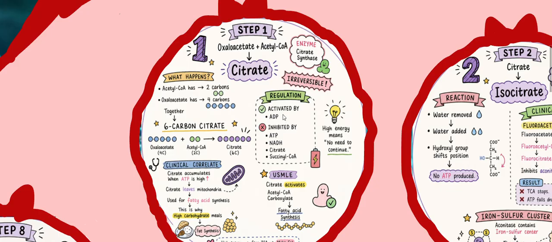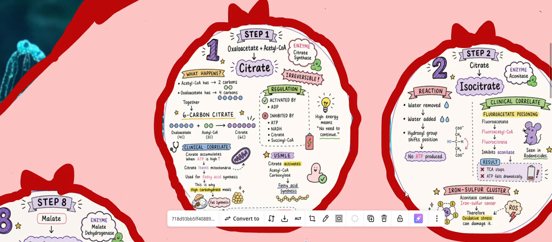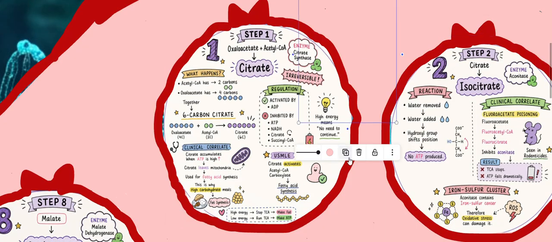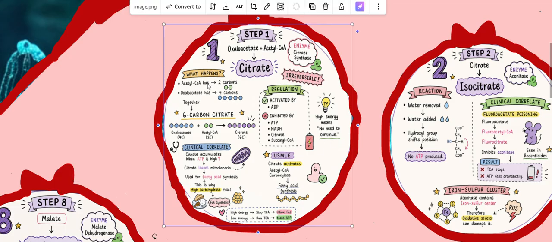It's activated by that, and it's inhibited by all these molecules that signal high energy, like ATP, NADH, citrate, and succinyl CoA. The USMLE loves asking that citrate activates acetyl CoA carboxylase, which leads to fatty acid synthesis. The examiners love asking you this question. High energy means there's no need for the Krebs cycle to continue. Acetyl-CoA has two carbons. Oxaloacetate has four carbons.